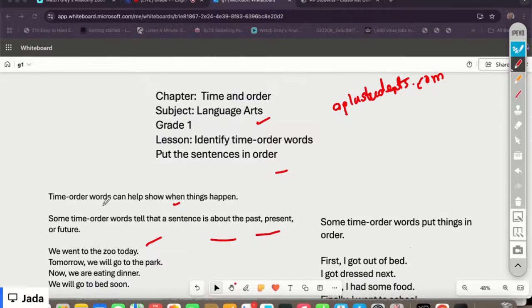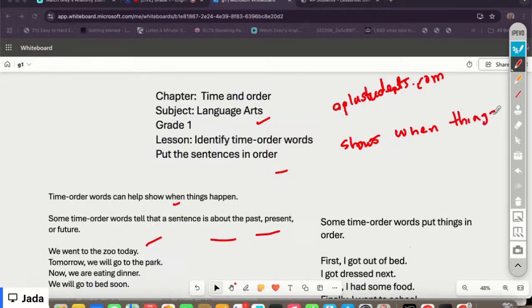All right, so just take notes that it shows when things happen. All right, this is the most important thing that you need to note.